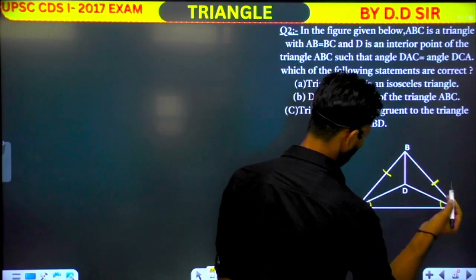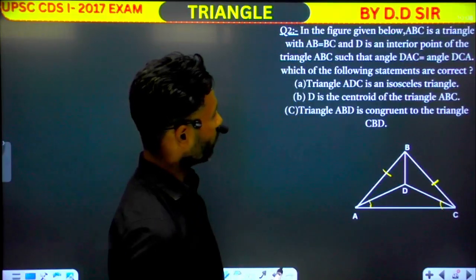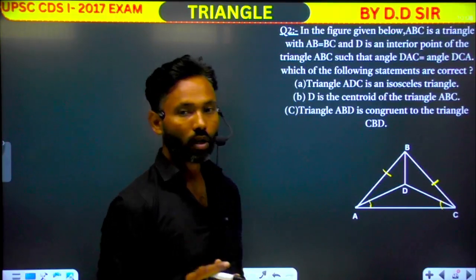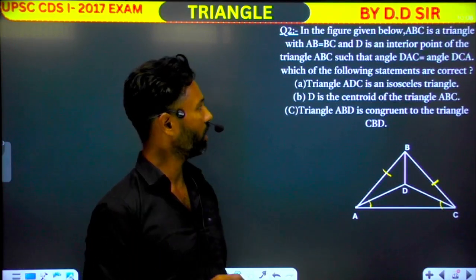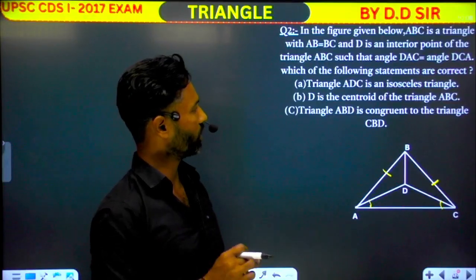These two angles are equal. Which of the following statements are correct? More than one statement can be true or correct here, so we will check each of the statements.